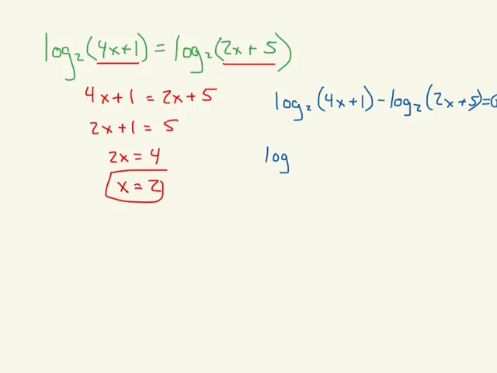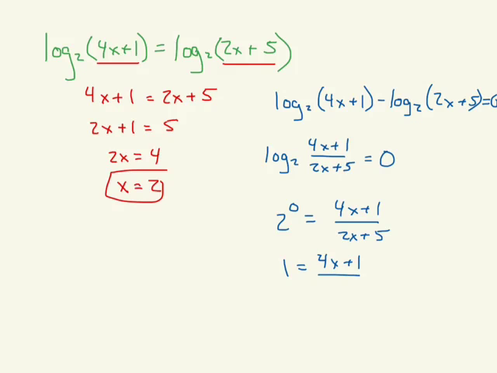We would have ended up with log base 2 of (4x plus 1) over (2x plus 5) equals 0. And then we could have rewritten this in exponential form: 2 to the 0 equals (4x plus 1) over (2x plus 5). Right here is where you start to realize that we really have done this in an overkill kind of manner. If we get to this point, the next step would probably be to cross multiply. So let's make this into a fraction over here, and you'll see that we end up with 2x plus 5 equals 4x plus 1.